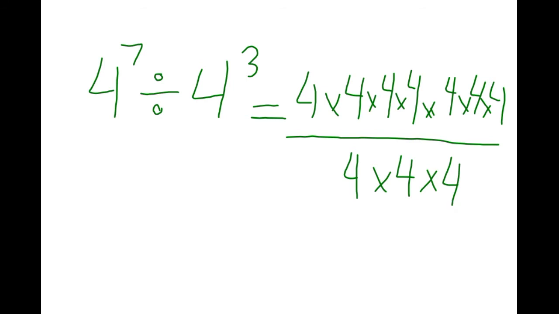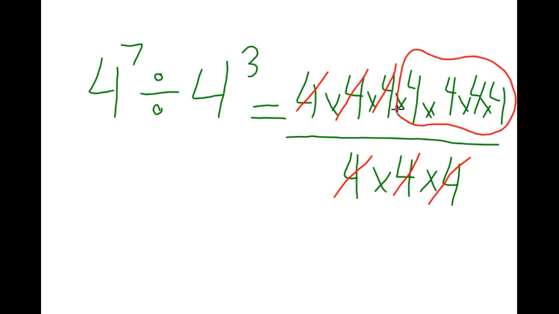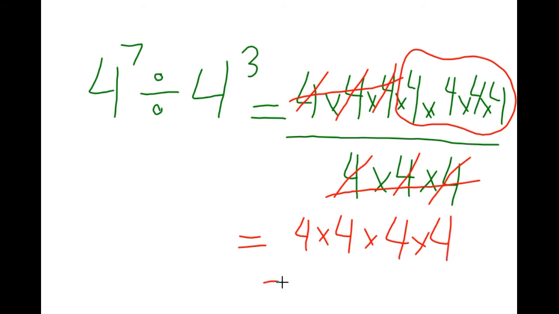Now if we cancel 4s out, one 4 with one, the other with the second, the third with the third, what are we left with? 4 to the power of 4. We are left with 4 being multiplied by itself 4 times, because the others are cancelled out. This will be equal to 4 times 4 times 4 times 4, which gives you 4 to the power of 4.